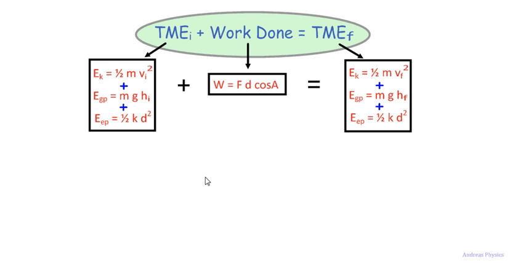In using this work energy principle, we remember that the total mechanical energy is the sum of the kinetic, gravitational potential, and elastic potential. We also remember that work done is given by force times distance times the cos of the angle between the force and the distance. In finding the initial and final total mechanical energies, we have to consider the initial and final conditions. The initial conditions will be the initial velocity and the initial height of the body. The final conditions will be the final velocity and the final height of the body. For the purposes of this video, we shall ignore the elastic potential energies.